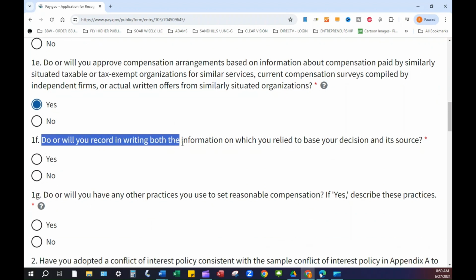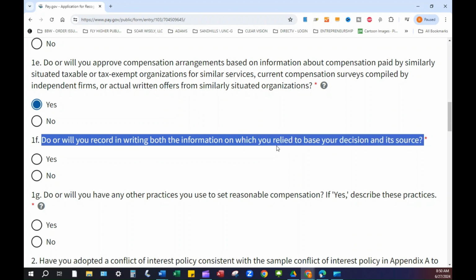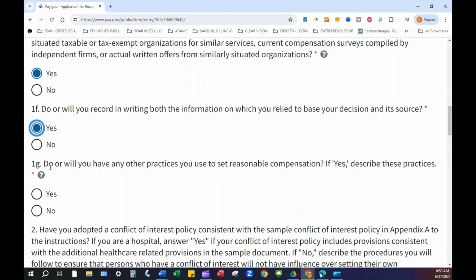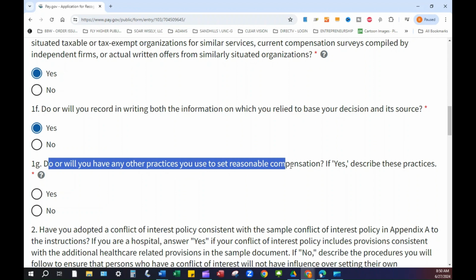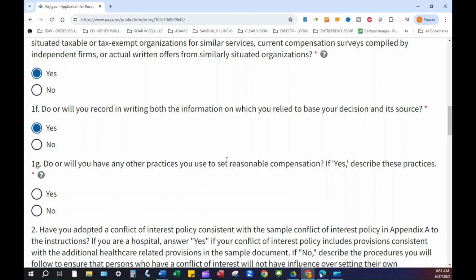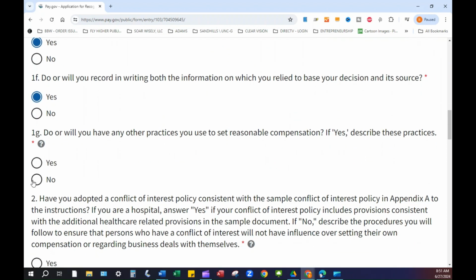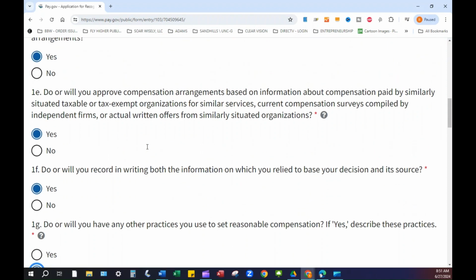Do or will you record in writing both the information on which you rely to base your decision and its source? Yes, you need that as a point of reference for yourself, if for nothing else. Do or will you have any other practices you use to set reasonable compensation? Well, they mean is there any other practice other than what they've mentioned in that conflict of interest policy. It's okay to say no there because all of this covered everything.